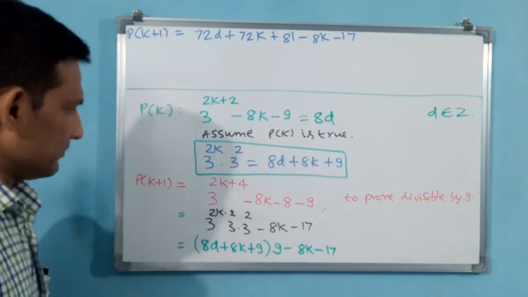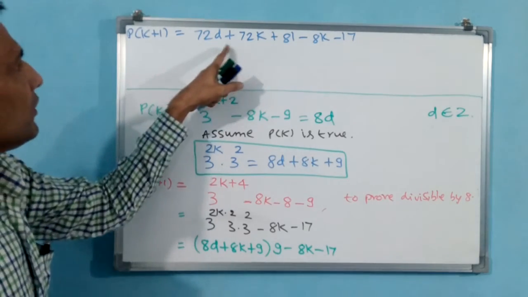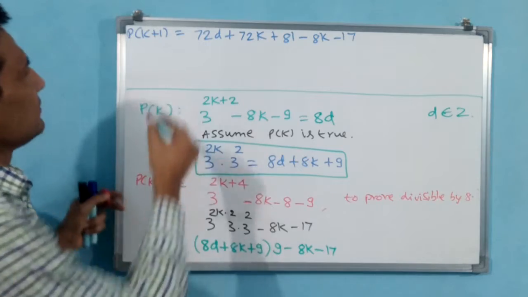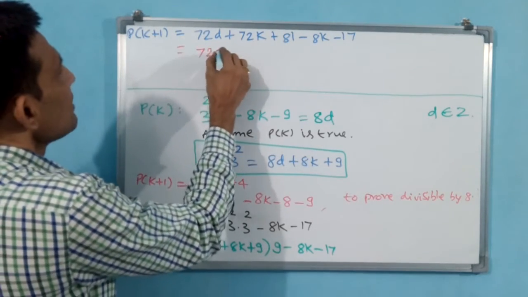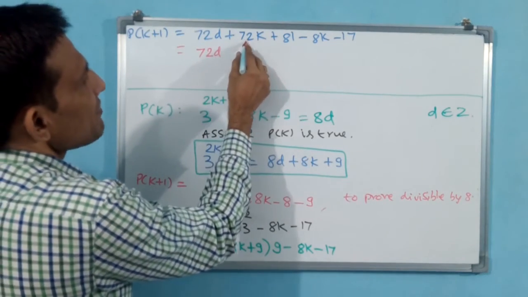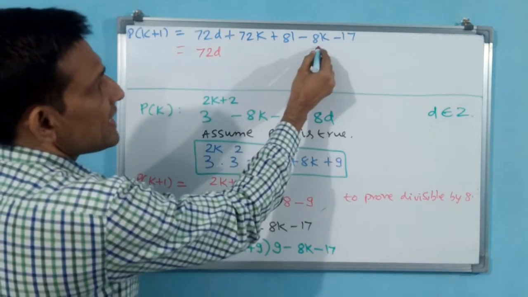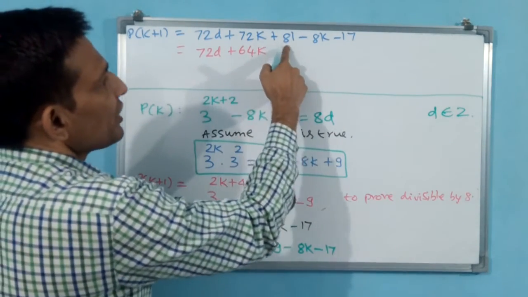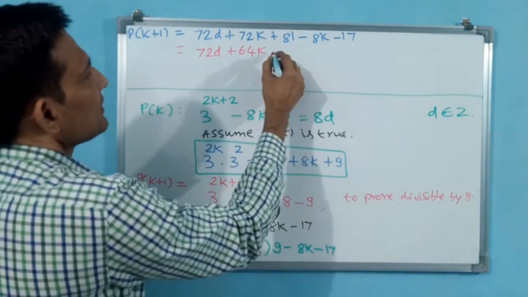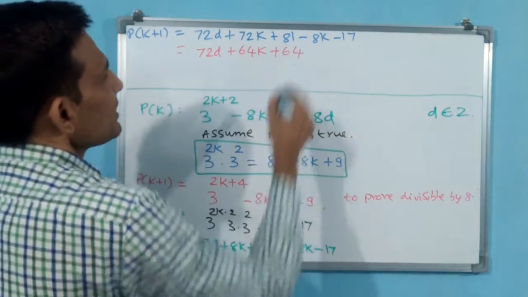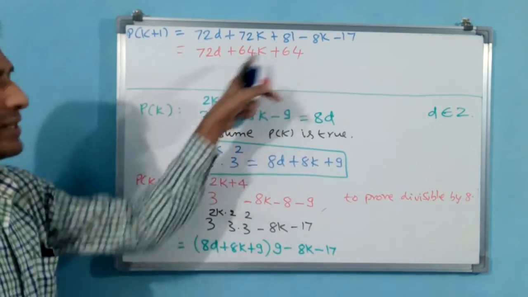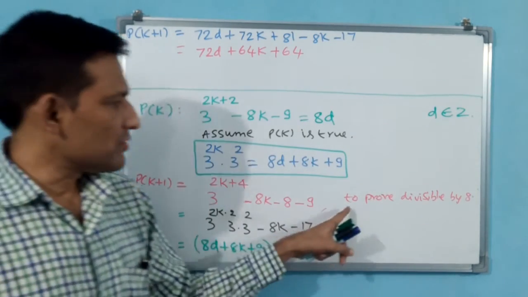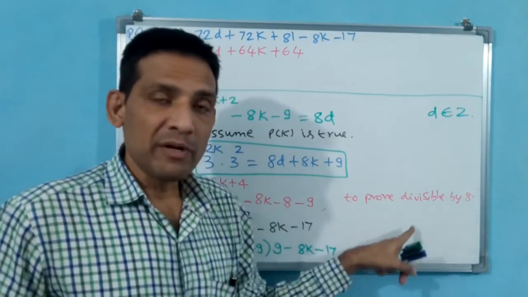Now you add k and constants. That is equal to 72d, 72 plus 72 minus 8, 64, plus 64k. 81 minus 17 plus 64. Is it correct? Definitely correct. Now you stop and analyze. What you are going to achieve? You are going to achieve it is divisible by 8.